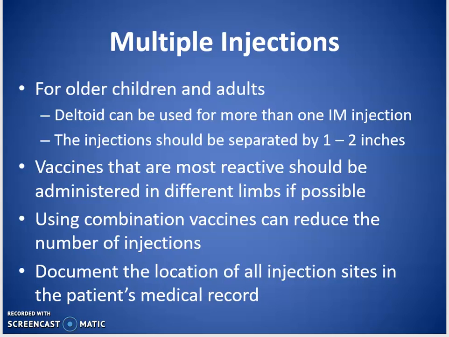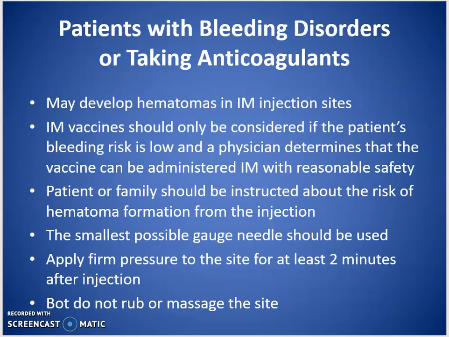Vaccines that are most reactive should be administered in different limbs if possible. Combo vaccines reduce the number of injections. I mentioned that earlier. There'll be times when you're doing especially childhood immunizations, so there might be 3 or 4 vaccines bonded into one injection. It'll be a large volume, but only 1 injection procedure, which makes things easier for you. And as I mentioned already, document the location of all injection sites in the patient's medical record. If you didn't document it, it means what? It never happened. Exactly.